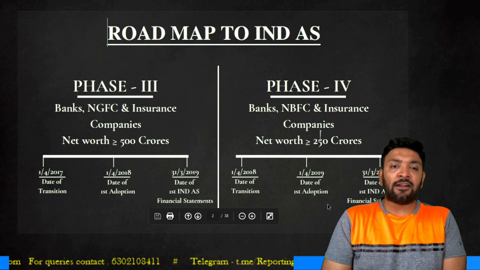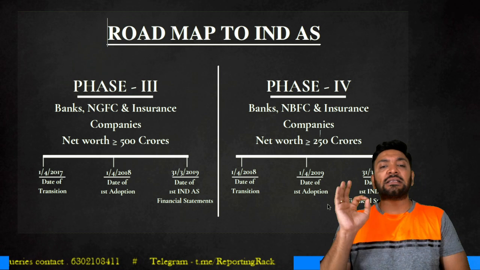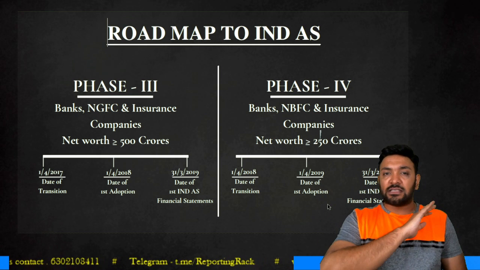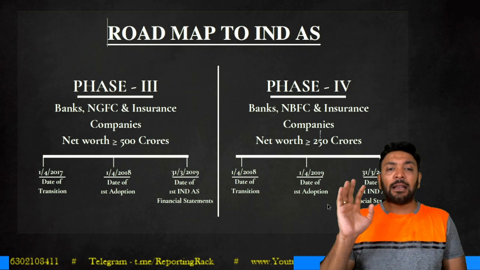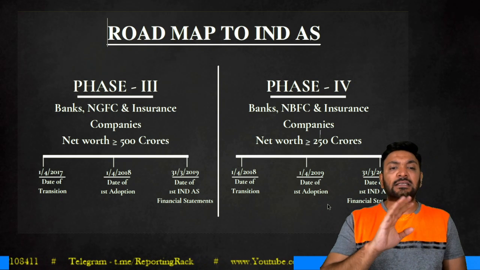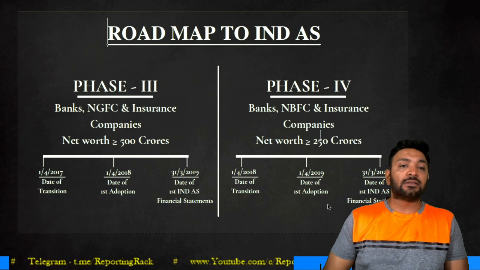Then I have phase 3 and phase 4. Phase 3 and phase 4 are only for banks, NBFCs and insurance companies. There is no other entity which will be included in this. It's only banks, NBFCs, it is NBFC guys, not NGFC, I'm sorry for the typo, and insurance companies.